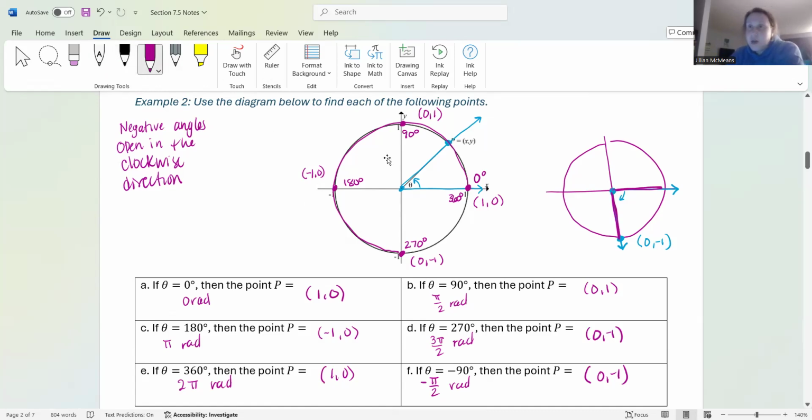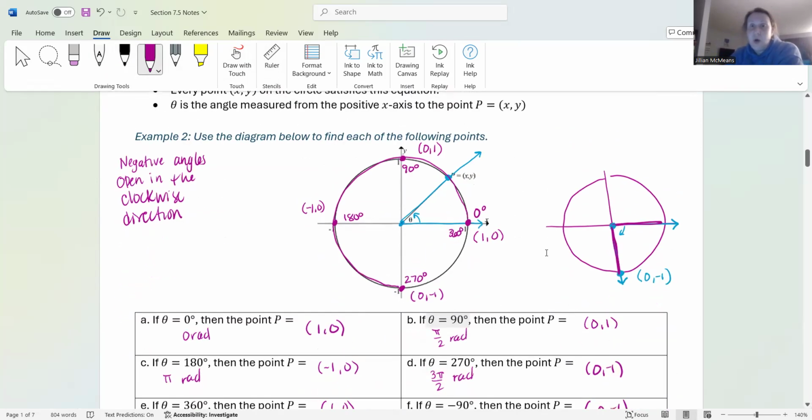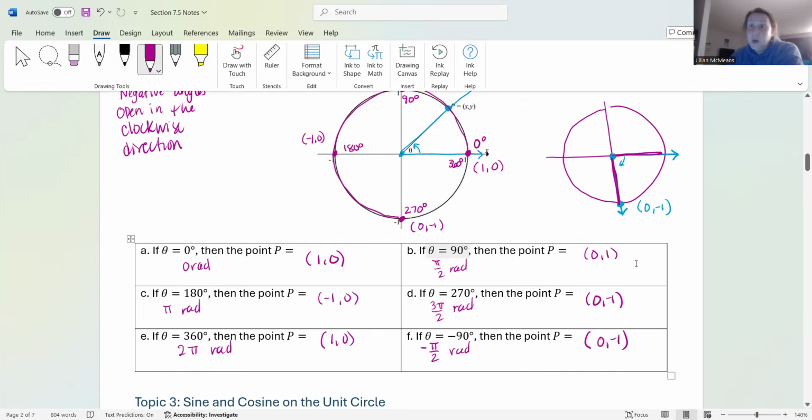Okay, so we're slowly but surely building this idea of a unit circle. Just remember, a unit circle is a circle that is centered at the origin and has a radius of 1. And that radius of 1 is going to be magical for us very, very soon. And then just know your quadrant angles and what point we would have on the unit circle for each angle that is a quadrant angle.